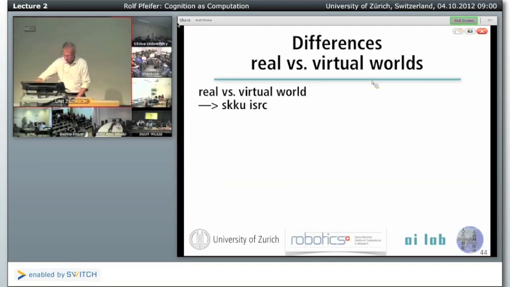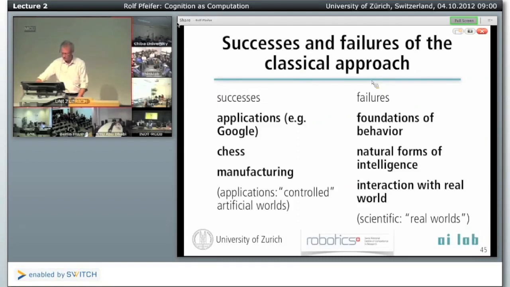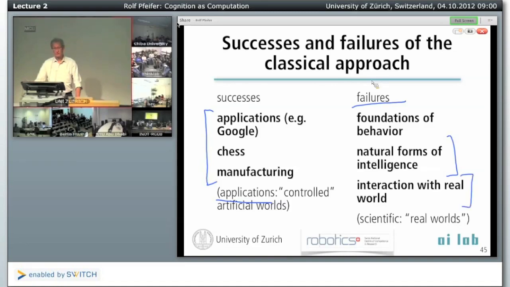I will give you the slides afterwards, and you can read about this. Now here is just a comparison. We have the successes on this side, which I think concerns mostly applications, and the failures. It's more natural forms of intelligence than anything to do with the real world, and the real world is always rapidly changing, right? It's non-linear.